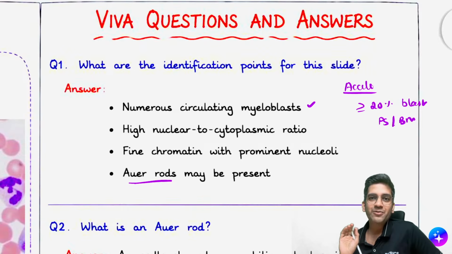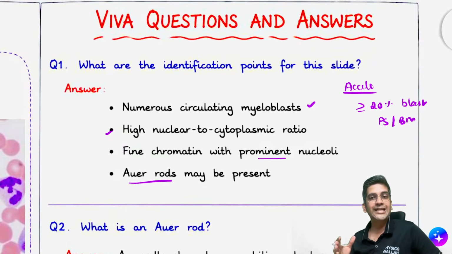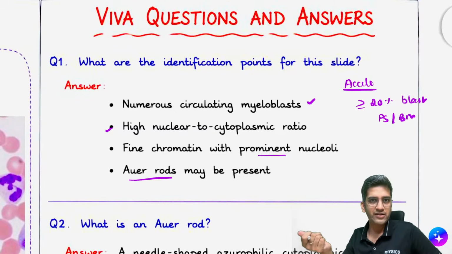The moment you put in the term FAB, you are unwantedly poking the examiner to ask what is FAB, right? Little bit less. After you come out of the viva, let's explore and tell the world my knowledge. In a viva, we always have to downplay, right? High N:C ratio, prominent nucleoli, good amount of cytoplasm tells me it's a myeloid blast, so it's a myeloid leukemia.